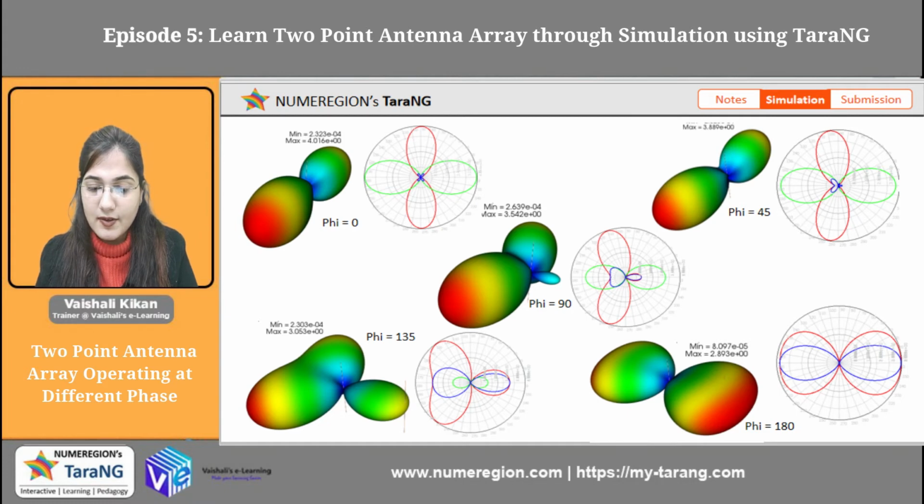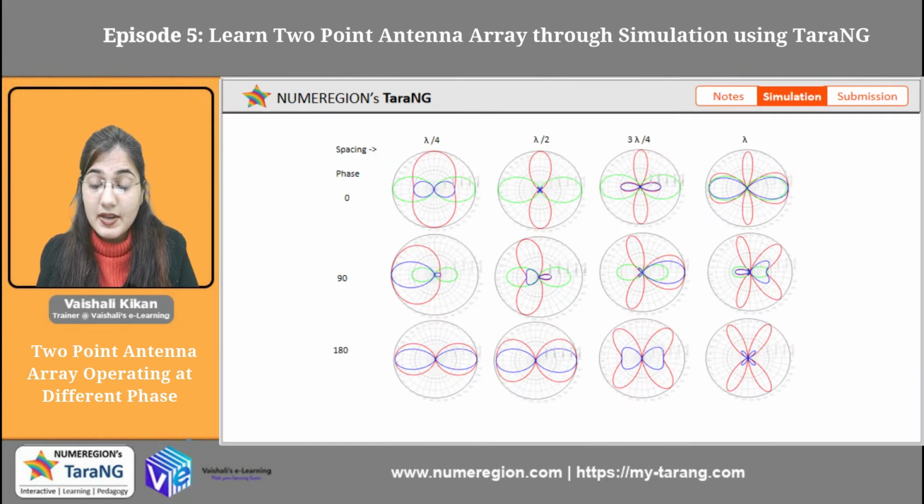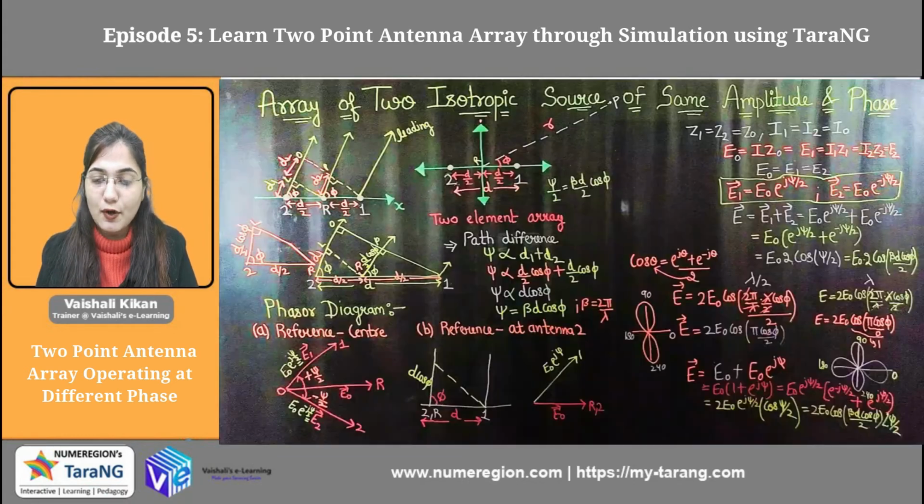Okay, so you can see the value of phase 0, 45, 90, 135, and this is 180 degrees, and this is how we can get the different types of radiation pattern. We can classify the radiation pattern depending upon the spacing as well. So we can change the spacing from lambda by 4 to lambda by 2, 3 lambda by 4 and lambda, and this is how we can have the different phases, and this is how we can relate the radiation pattern. You can play with it, you can have various other options as well.